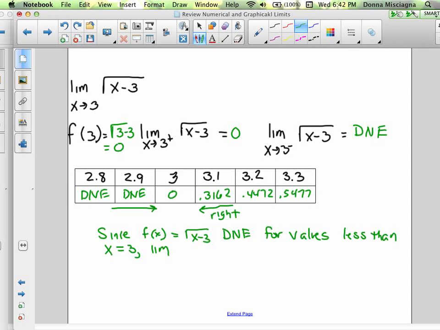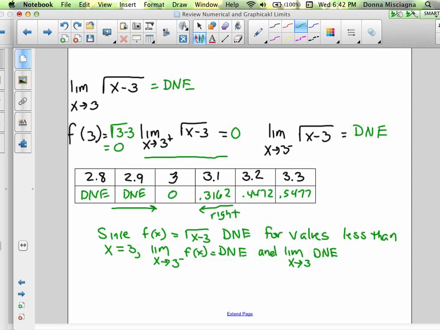The limit as x approaches 3 from the left does not exist, and the limit as x approaches 3 does not exist. If you don't have a two-sided limit, the limit doesn't exist. So this is a does not exist, because the left-hand limit doesn't exist.